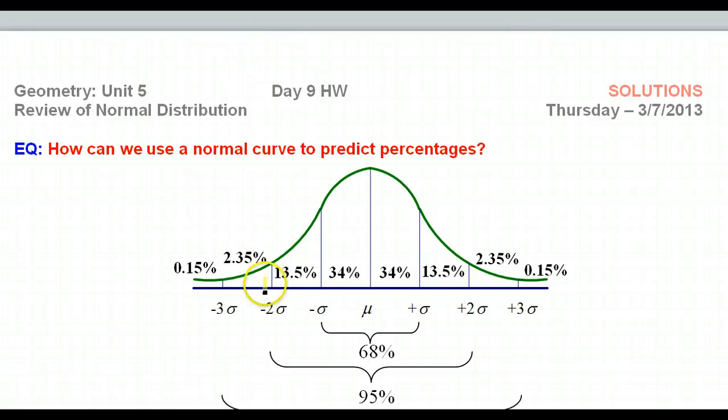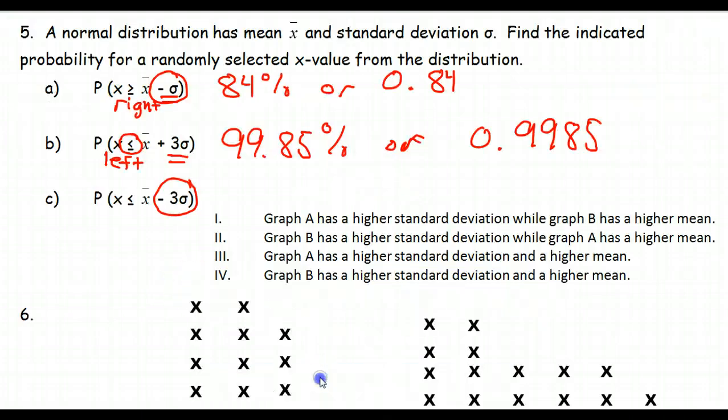Okay, -3 standard deviations is right here. So it'll just be a matter of, will we go to the left or to the right? Okay, this time, once again, we're finding the probability of picking a random x value that is less than or equal to this mark. So that again will be to the left of this mark. Okay, fine and dandy.